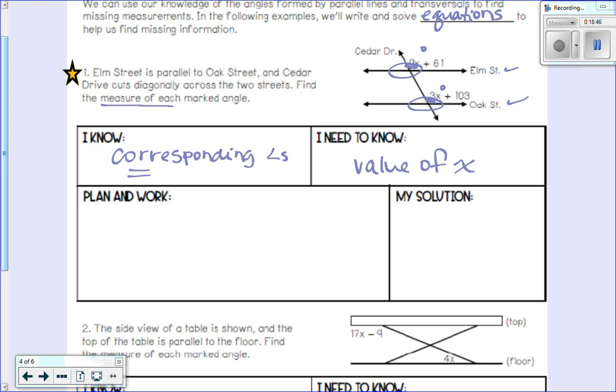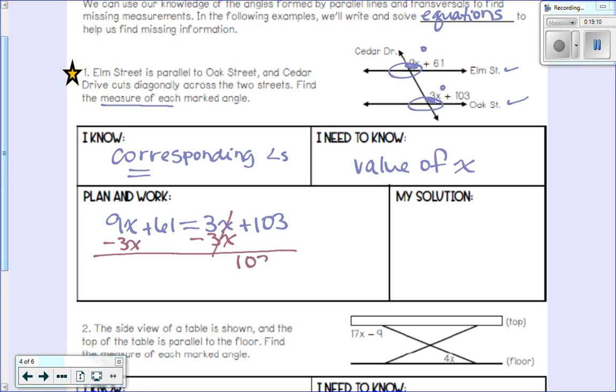So we have 9x plus 61 equals 3x plus 130. And now we can solve for x. Subtract 3x on both sides. That creates a zero pair, so we're left with 103 on the right side.